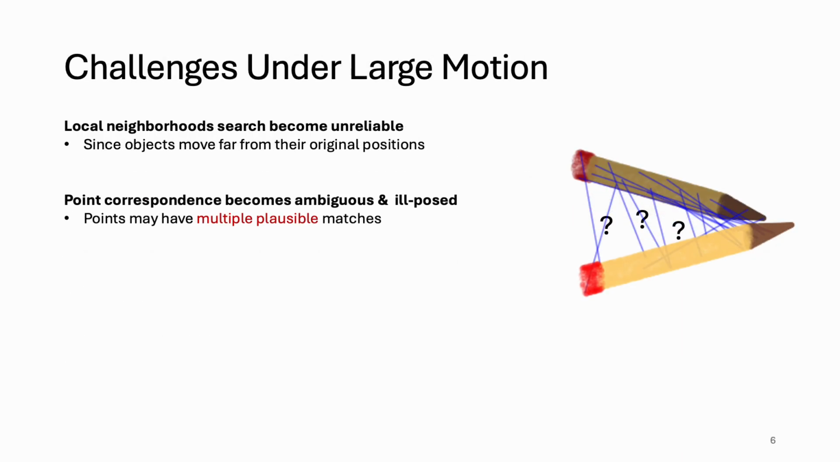Now consider what happens when the motion between adjacent time steps is large. When this happens, local neighborhood search becomes unreliable, since objects have moved far from their original positions. And hence the problem of point correspondence becomes ambiguous and ill-posed, because each point may have multiple plausible matches. For example, this is a plausible point correspondence, so is this, and so is this.